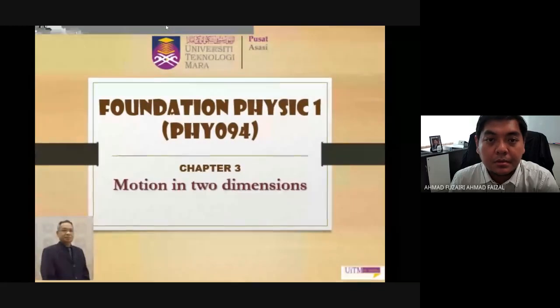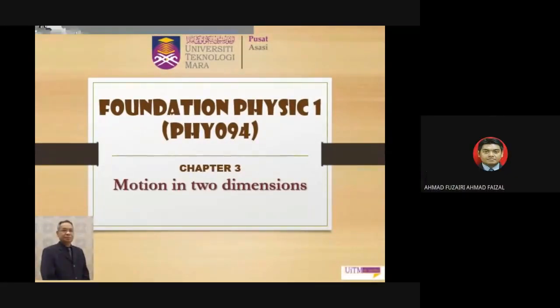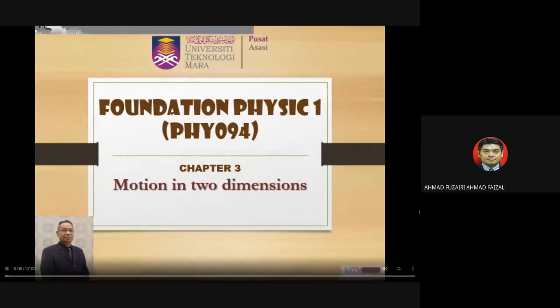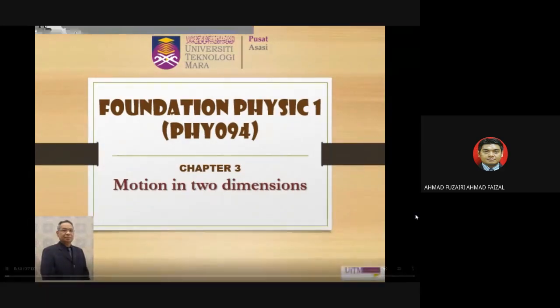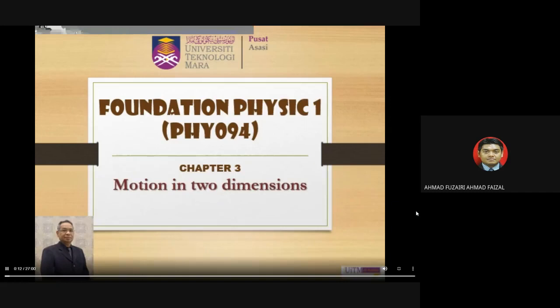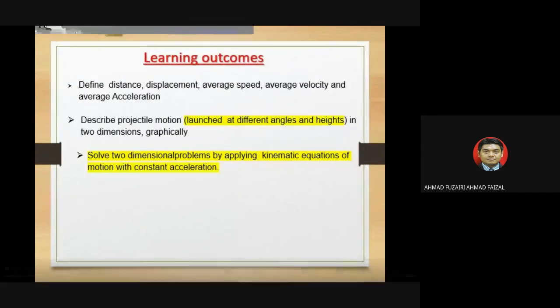Assalamualaikum and salam sejahtera. My name is Zuhairus Nizam bin Madarus. Today we will continue chapter 3, motion in two dimensions. In this section, we will cover subchapter 3.1 and 3.2. 3.1 is displacement, velocity and acceleration in two dimensions. And 3.2 is two-dimensional motions.